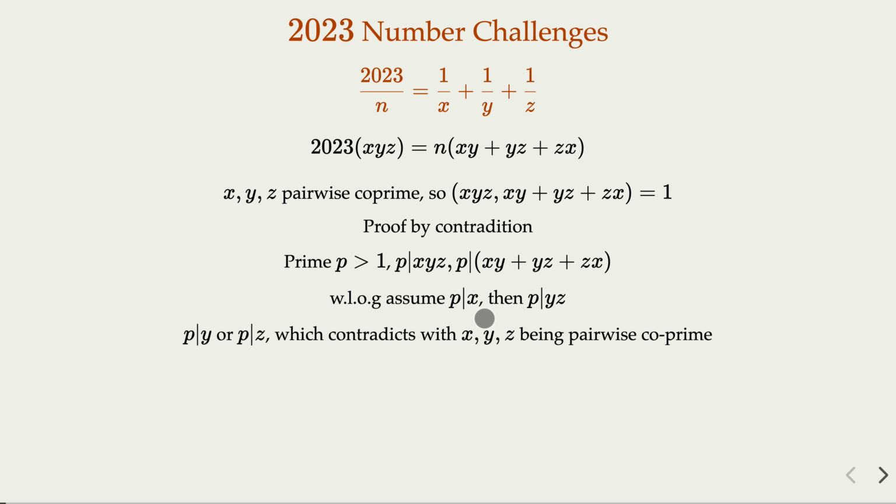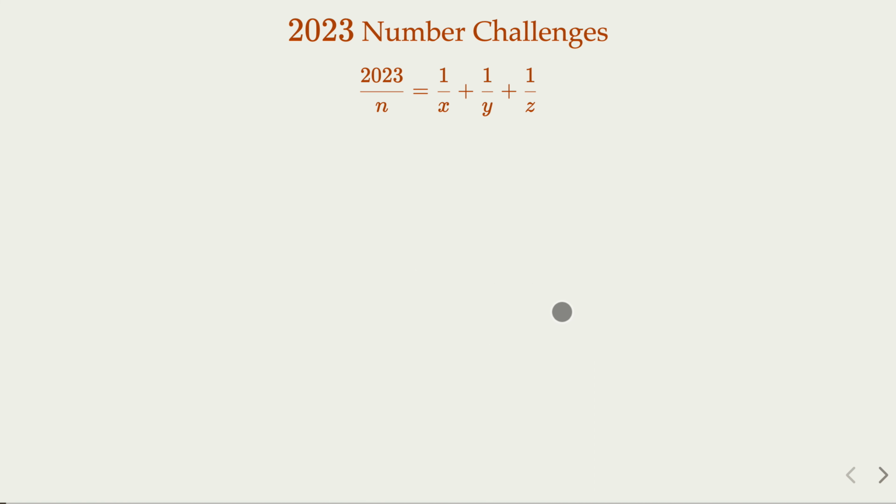Alright? But that would contradict the assumption that x, y, z are pairwise coprime. So in either case, p would be a common factor of x with y or x with z. Alright, that's a contradiction, which means they're coprime. So what do we have? We have this expression here. I'm going to rewrite it in terms of n, and this term here, xyz, and the denominator are coprime, right?